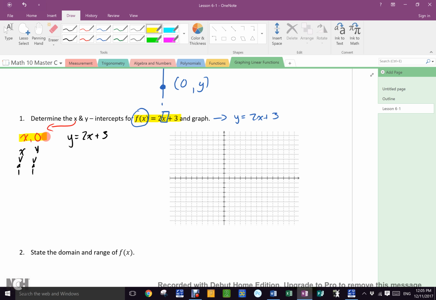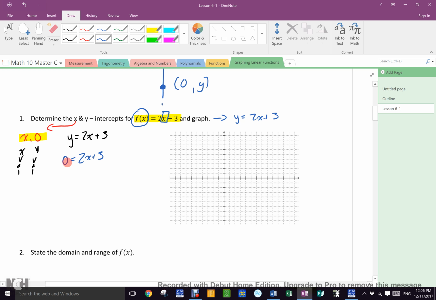Pardon me? If y is right there, and y equals 0, what can I put there? 0. So I could put 0 equals 2x plus 3. What do you do in math every time you see a variable and an equal sign?